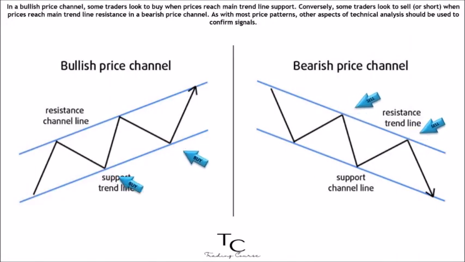In a bullish price channel, some traders look to buy when prices reach main trendline support. Conversely, some traders look to sell, or short, when prices reach main trendline resistance in a bearish price channel. As with most price patterns, other aspects of technical analysis should be used to confirm signals.